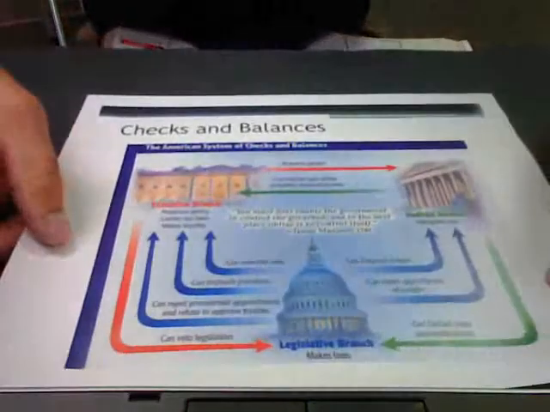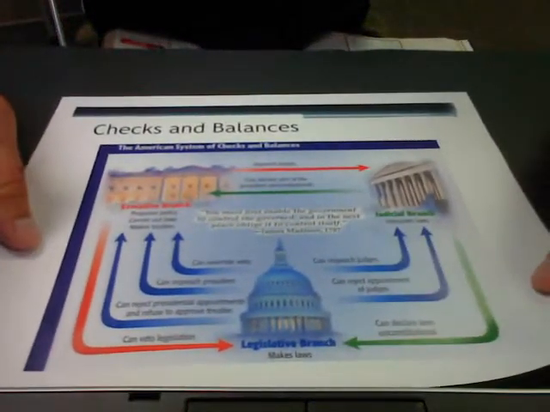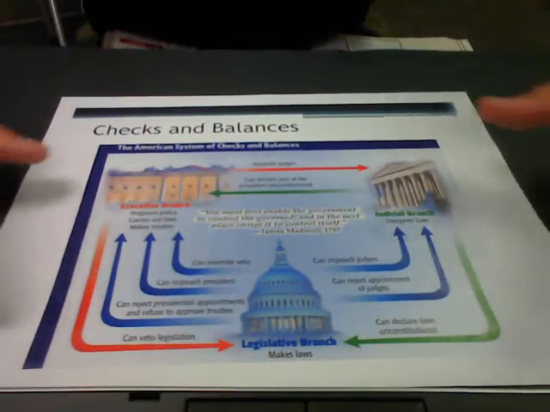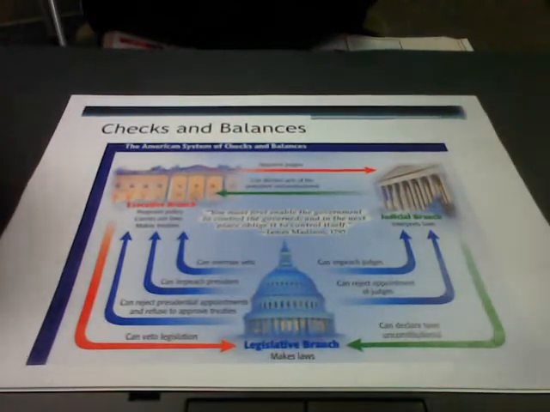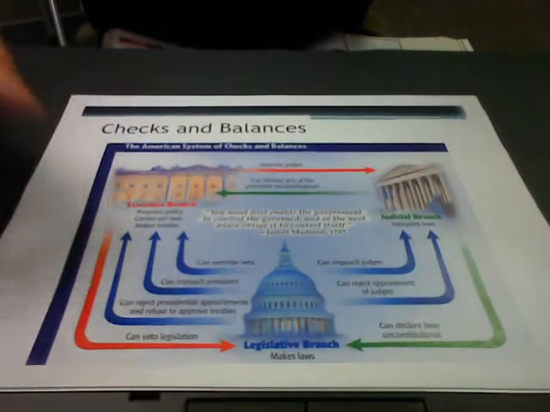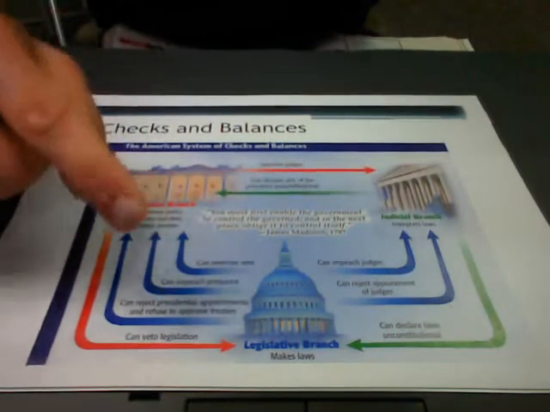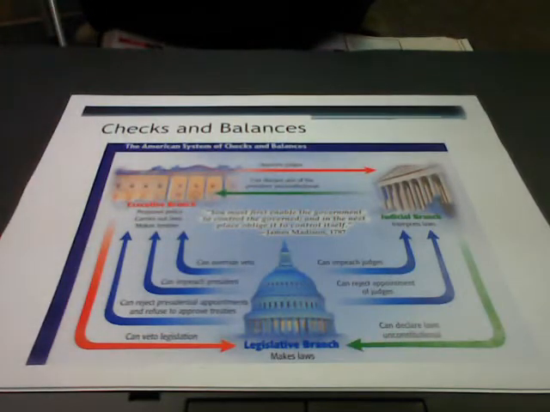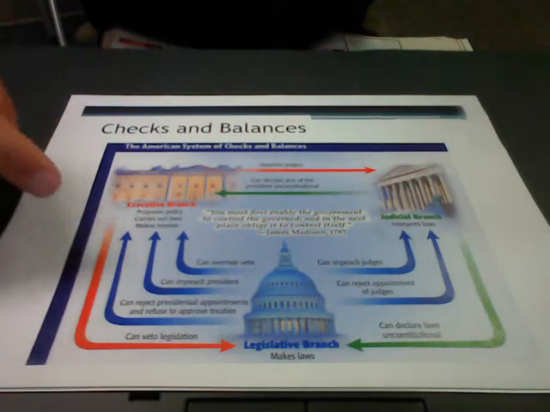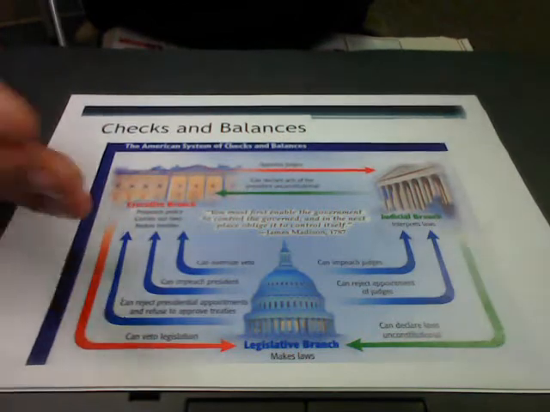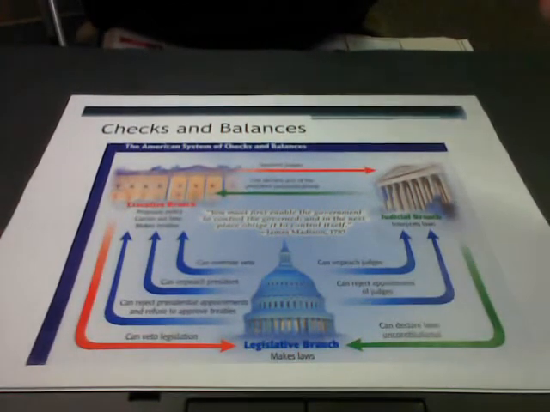Of those 3 branches, to make sure each is doing their job and not one branch has too much power, there's a system put into place of checks and balances. Each branch of government can check another branch to make sure they're doing their job, and they can balance out power by sometimes canceling that branch's job.